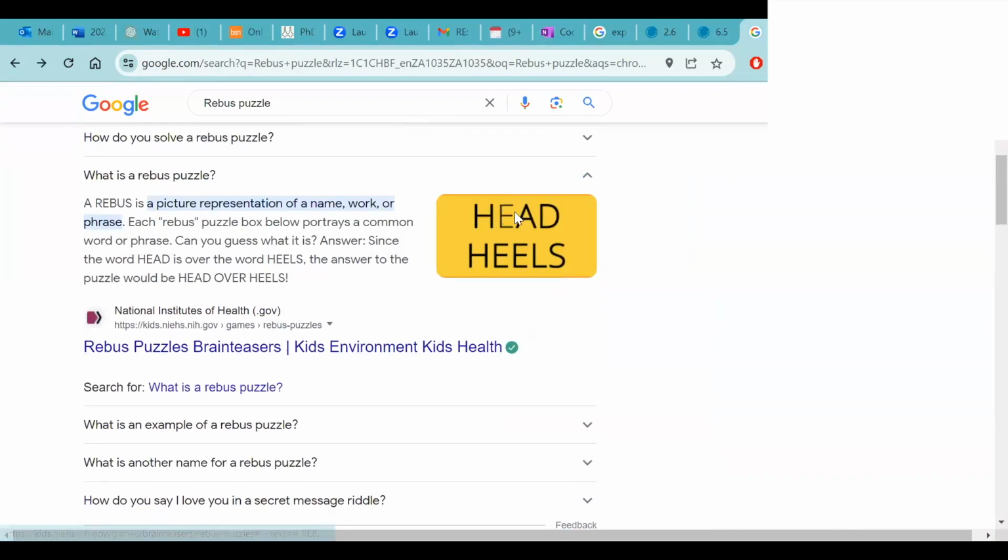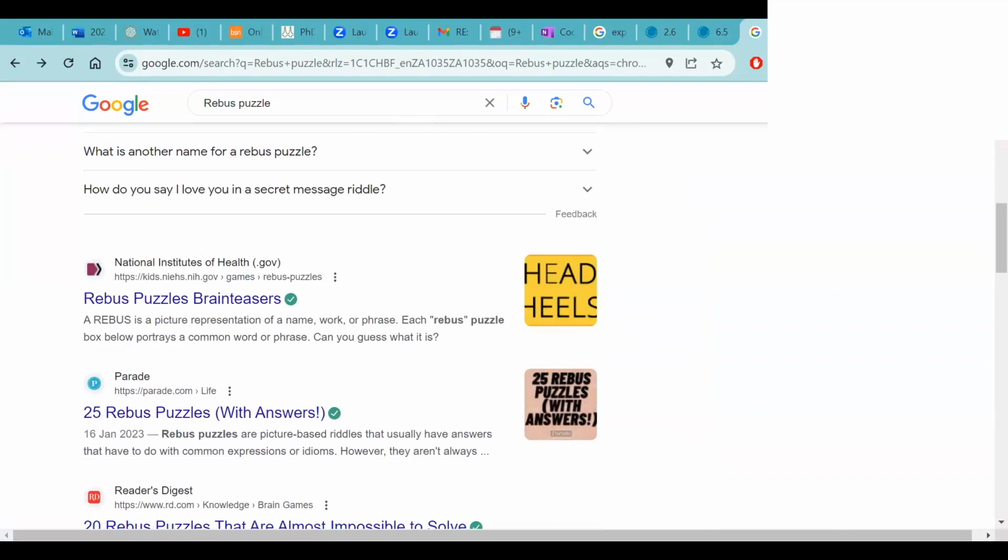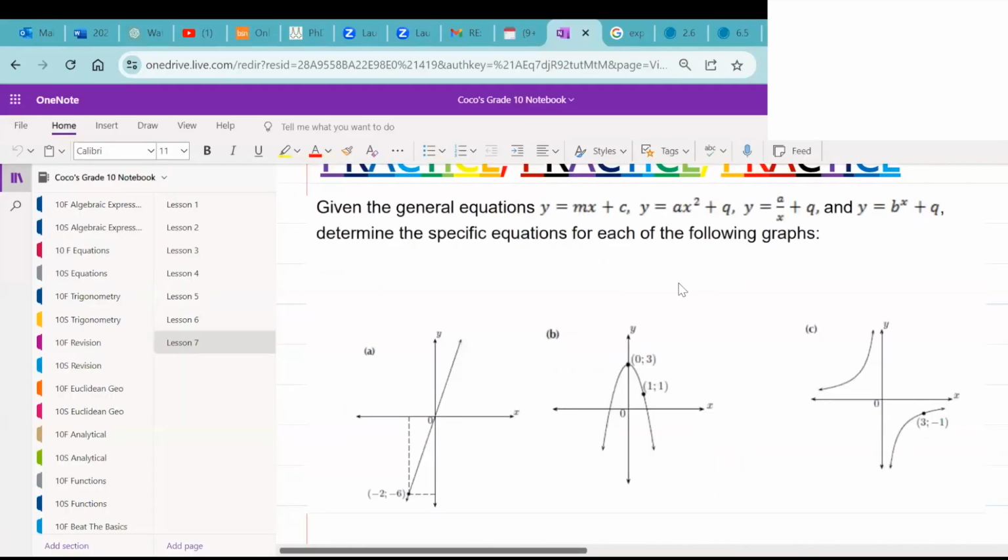This one is easy. Let's look at the graphs here. What would you do for A? Not really. Remember, y is equal to mx plus c. M stands for gradient. So I think the first thing that you need to do is look for the gradient. Right?